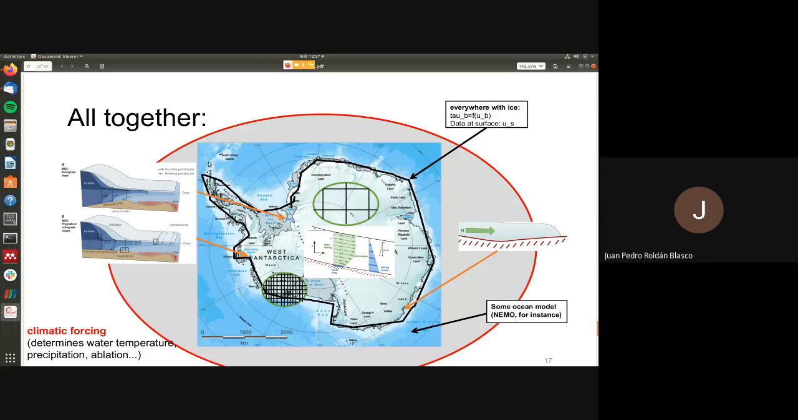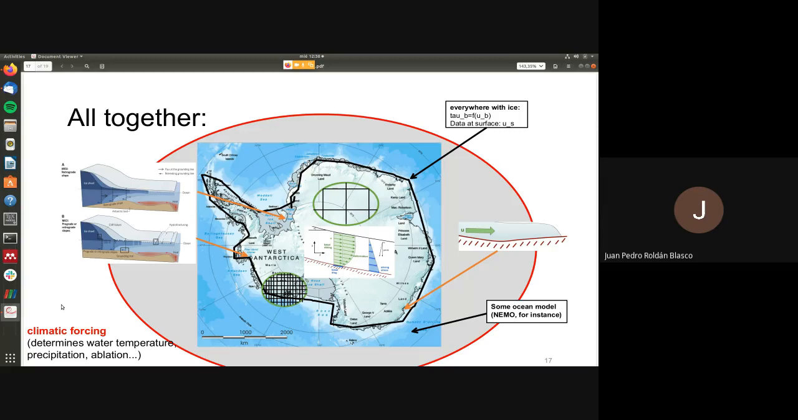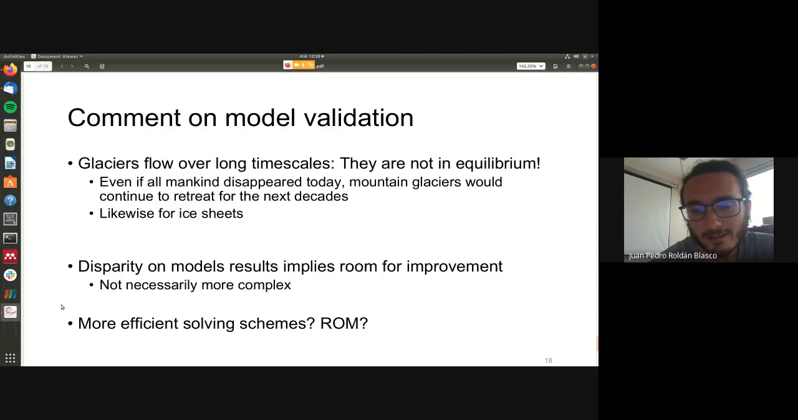And with that, we will use our different climatic forcings, and we are going to be able to model the future evolution of all the ice that we have. And then try to come up with some idea of what's going to happen in terms of sea level rise or glacier retreat, for instance. And that's the situation in which we are.